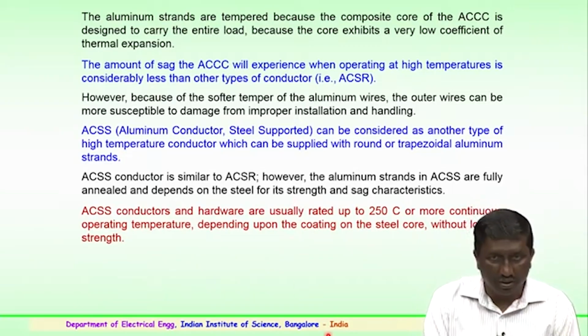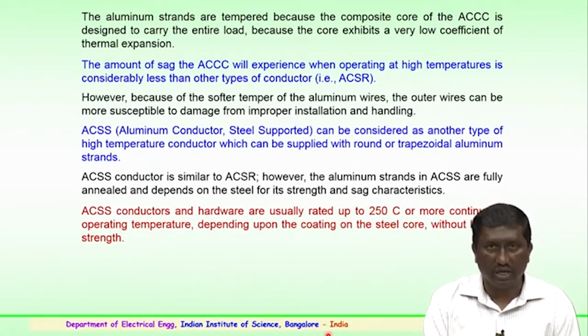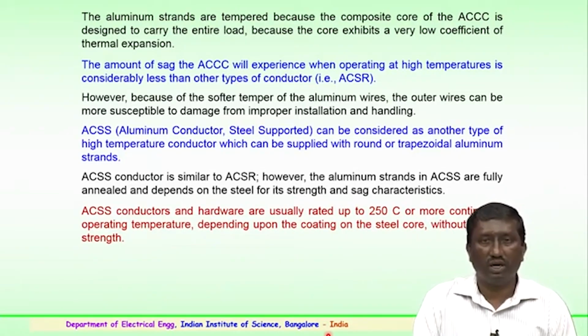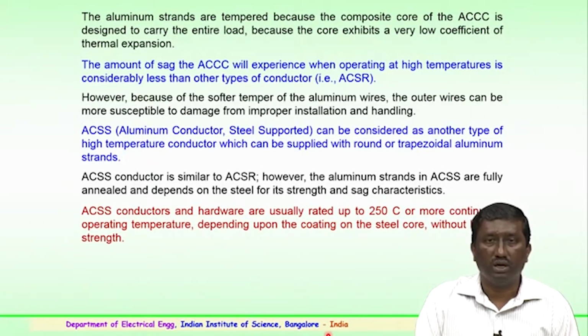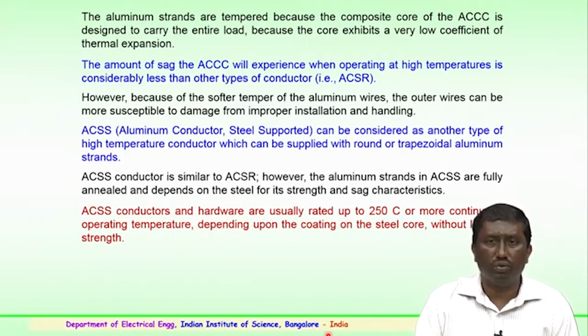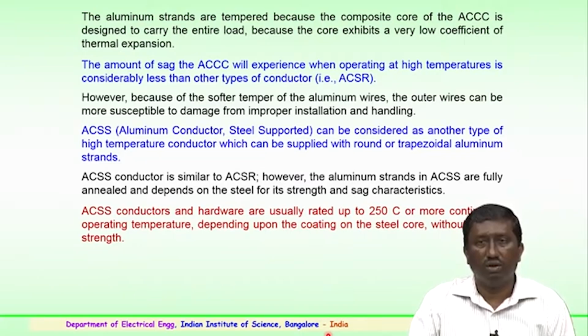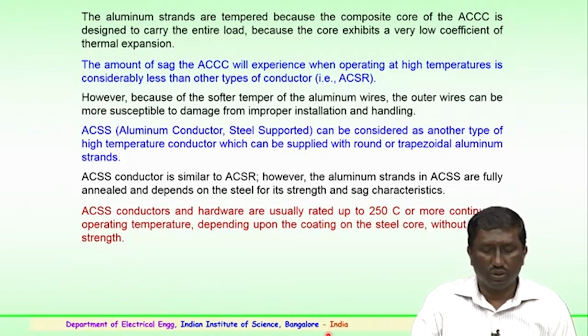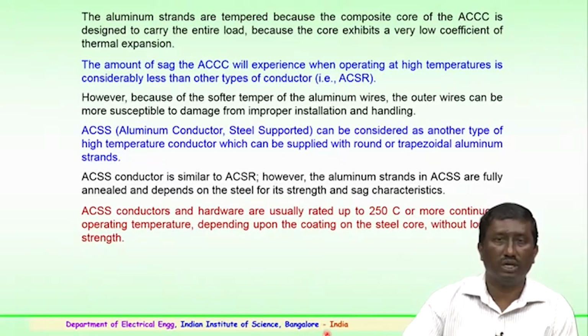And the high temperature conductors, that is ACSS conductors, and the necessary hardware used for the conductors, are usually rated up to 250 degrees centigrade. The hardware could be yoke plate, clamps, mid span compression joint, repair sleeve or T connectors. So, several of these hardware items associated with the high temperature conductors should also be rated to 250 degrees or more for continuous operation. This depends upon the coating on the steel core, without much loss of mechanical strength.